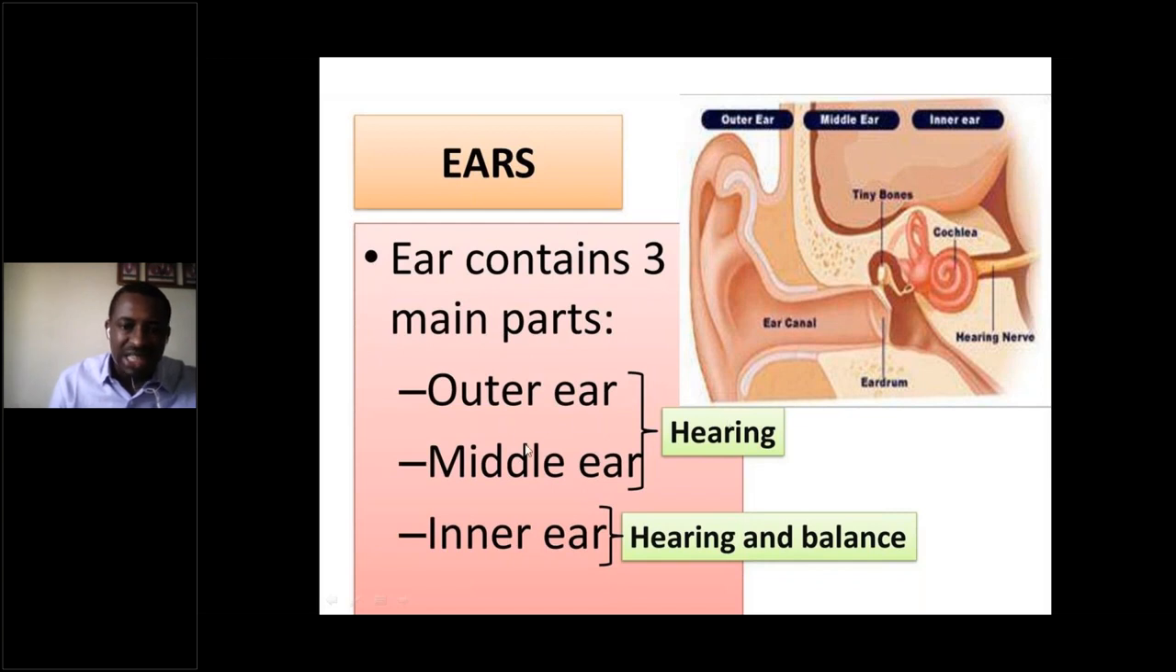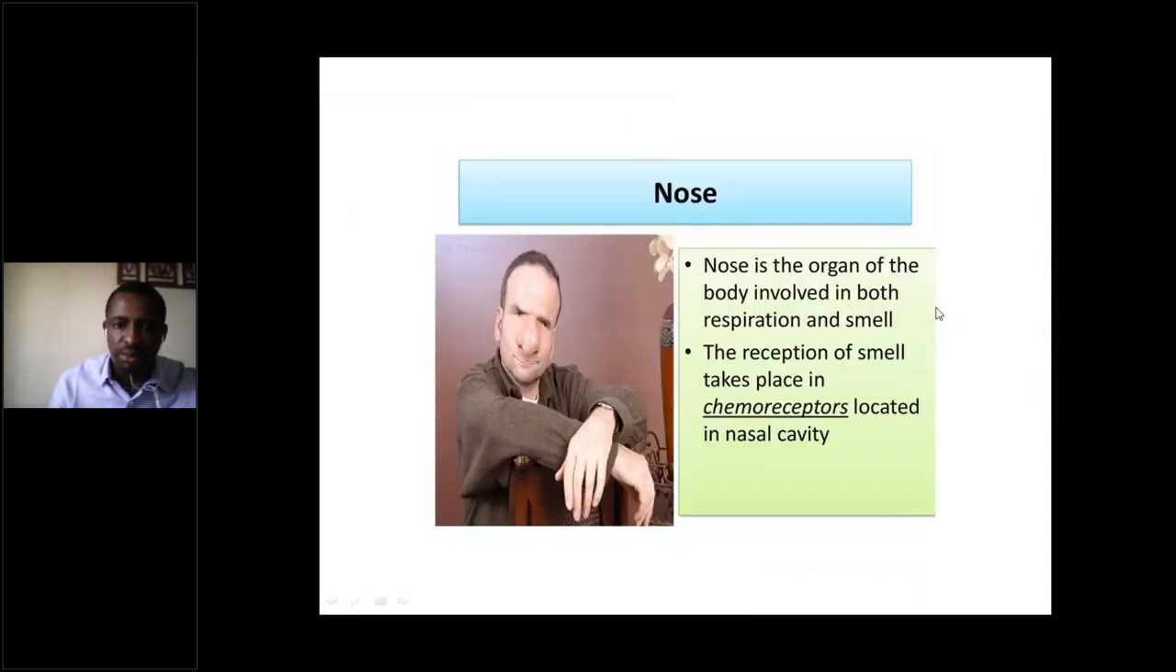So the outer ear and the middle ear are for hearing. The inner ear is for hearing and balance. So when something goes wrong with the inner ear, the individual's balance will be affected. As I say, we are not going into the detail of the complex, the tympanic membrane and all those things. It's not within the scope of our discussion.